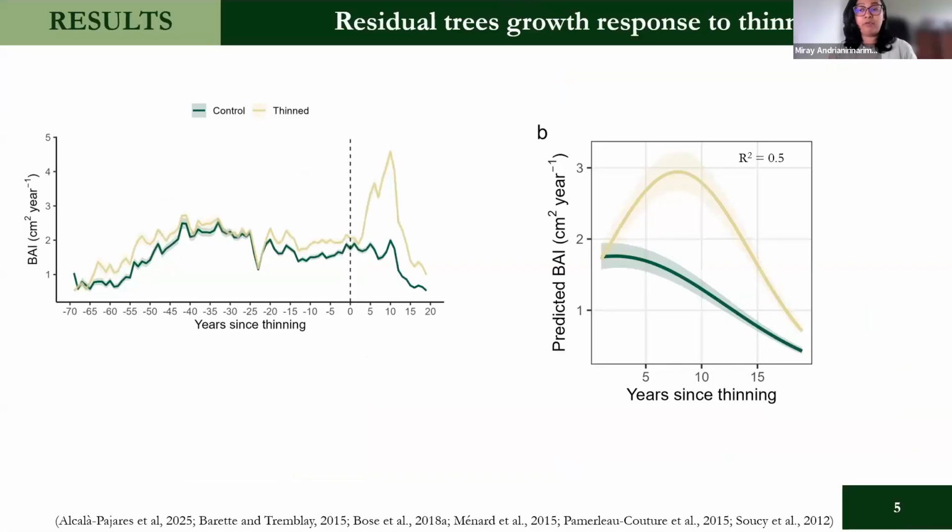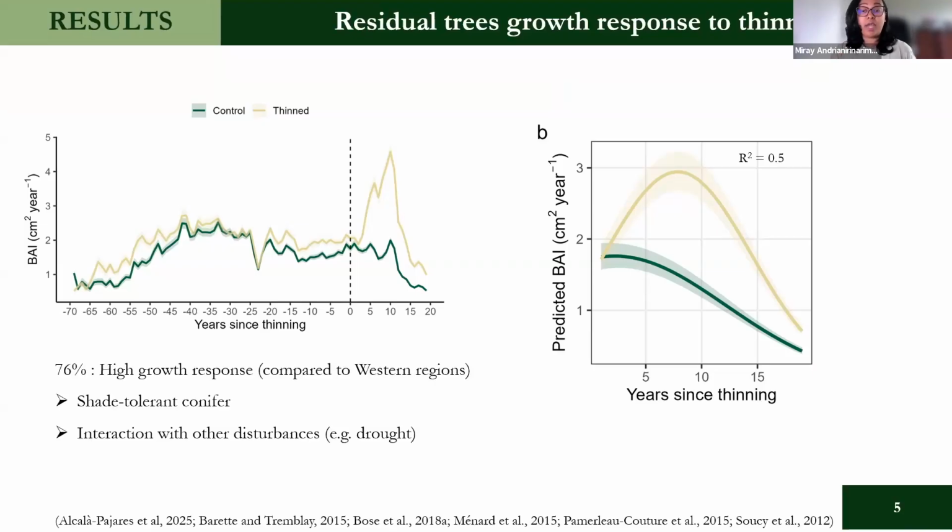So what did we find? First, as shown by the raw data on the left and the model predictions, we found that the trees exhibited a pronounced growth response following thinning. The thinning is represented here as year 0. And we had a really high growth response, as the mean basal area increment over the 20-year post-treatment period was 76% higher in the thinned plots than in the control plots. Compared to other studies conducted across North America and in western Quebec, the magnitude of the growth response observed in our study is particularly high.